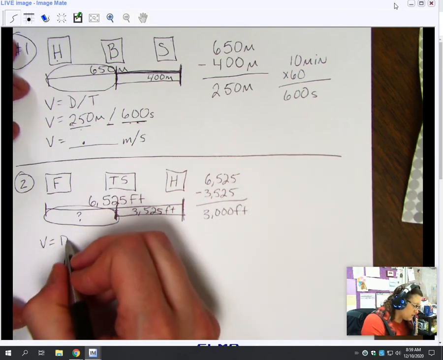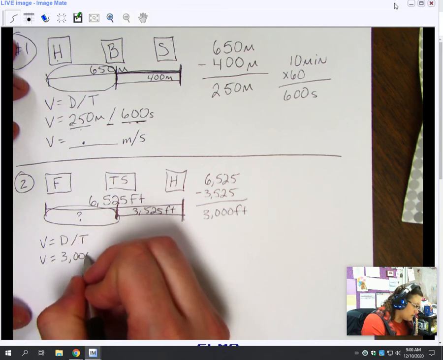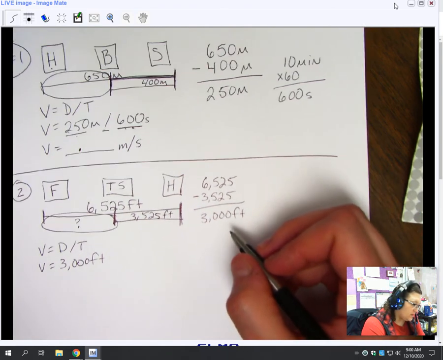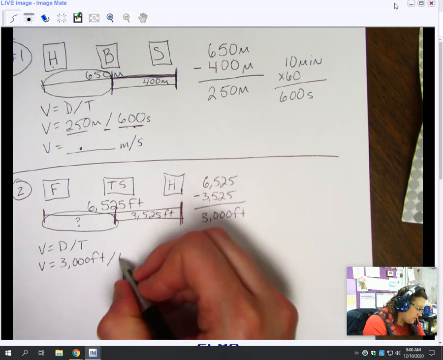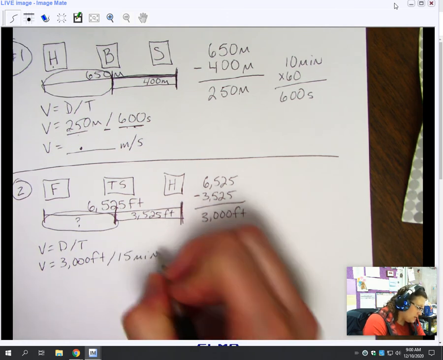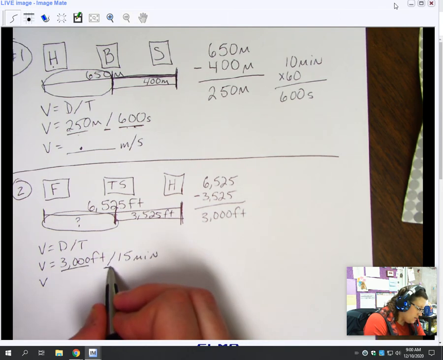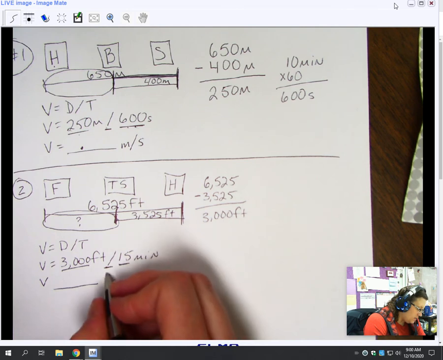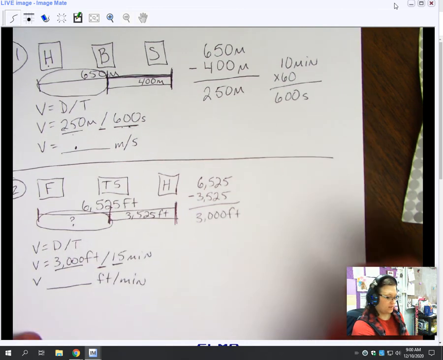So V equals D/T, speed equals 3,000 feet. Then it tells you in the answer you can leave it in feet per minute. So you don't have to convert your 15 minutes into seconds. You just divide 3,000 divided by 15, and you get your answer in feet per minute. So that's how you do number 2. That's the extra part.